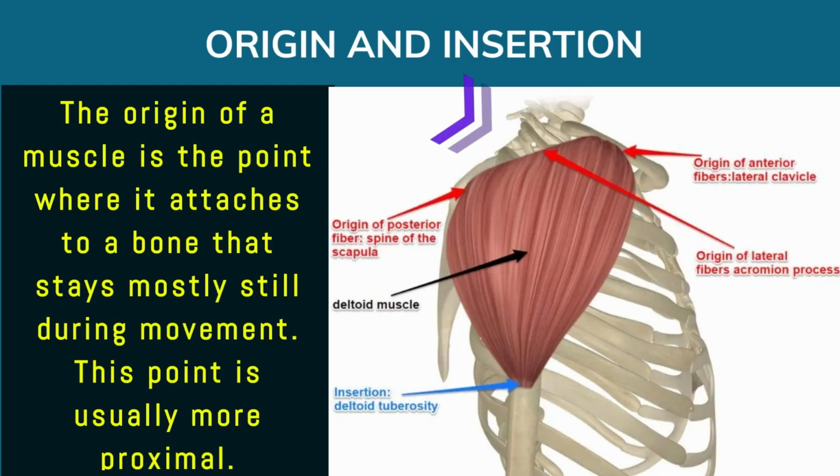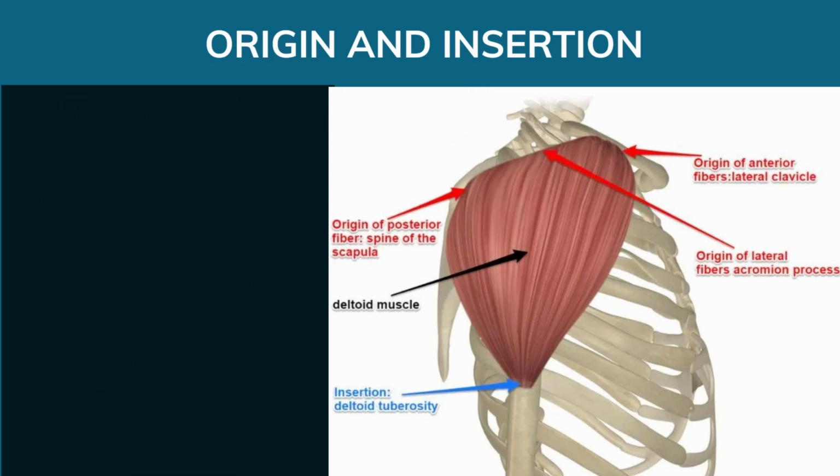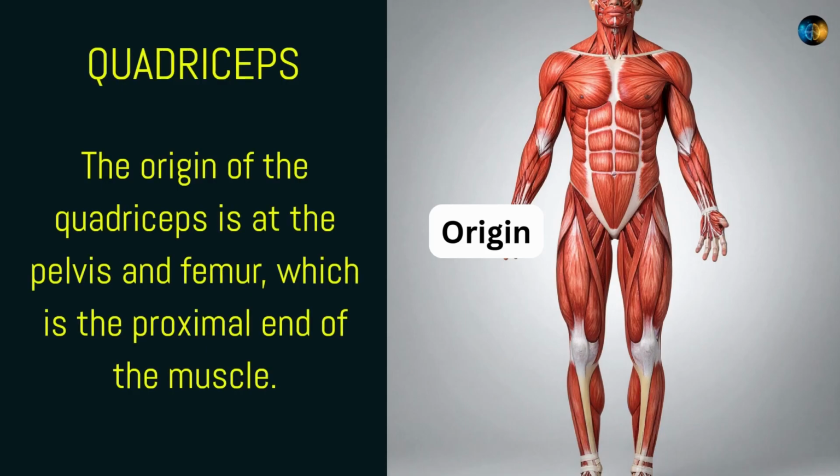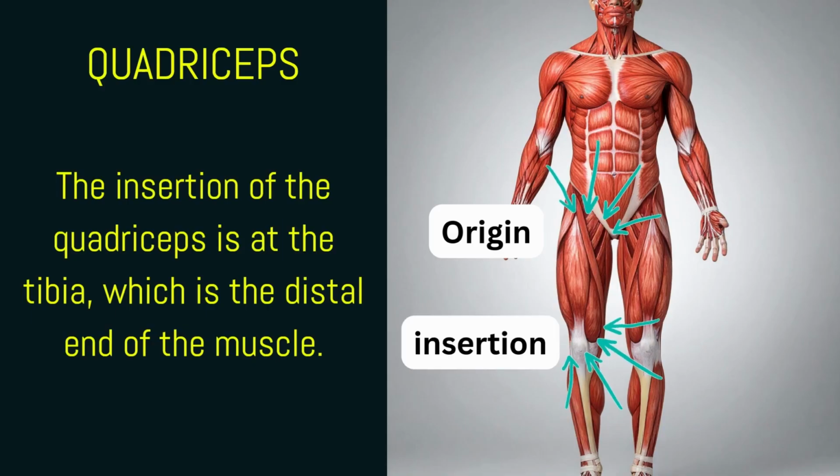The origin of a muscle is the point where it attaches to a bone that stays mostly still during movement. This point is usually more proximal. The insertion of a muscle is the point where it attaches to the bone that moves during an action. This point is usually more distal. The origin of the quadriceps is at the pelvis and femur, which is the proximal end of the muscle. The insertion of the quadriceps is at the tibia, which is the distal end of the muscle.